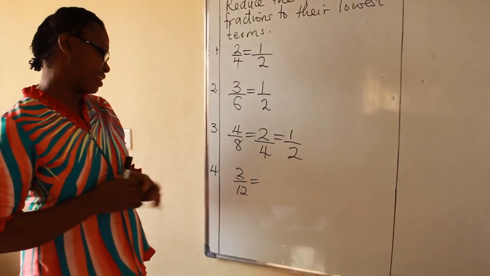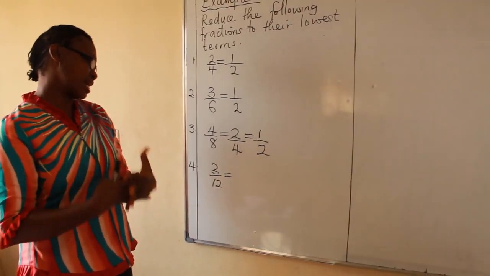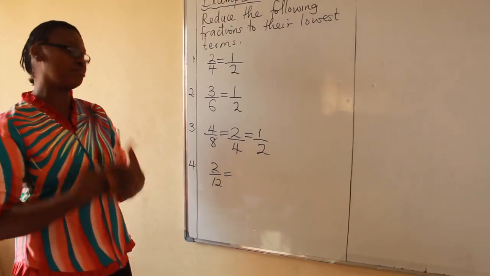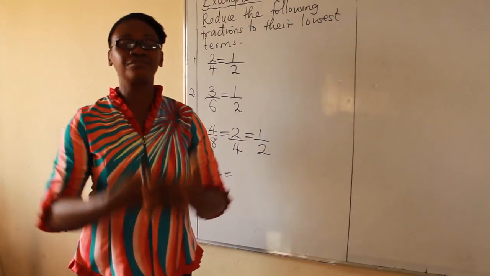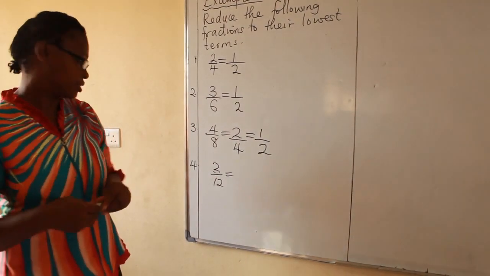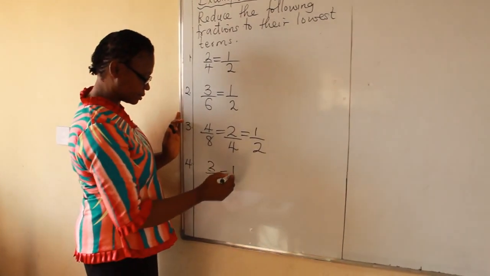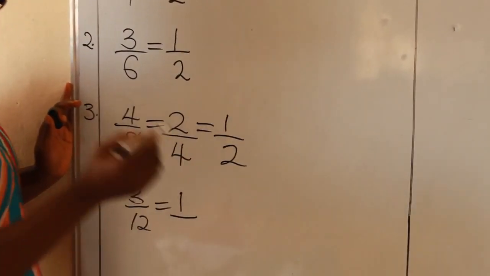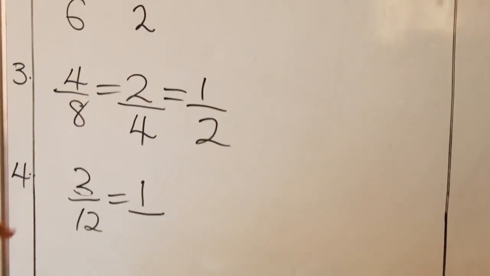What are you going to do there? How many times will you see 3 inside 3? How many times can you draw out 3 from 3? It's going to be 1. Just 1 time, or you draw it out once.